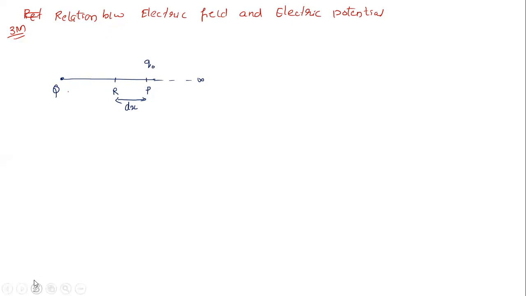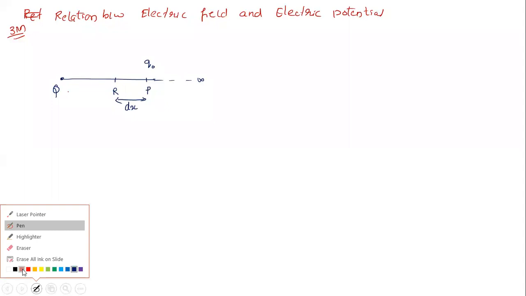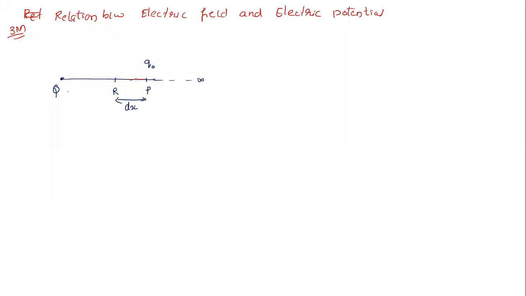We're going to move a charge from P to R. This is the direction of external force, and this is the direction of electrostatic force. Now I can say the work done to move a charge from P to R is given by minus F_E into dx.